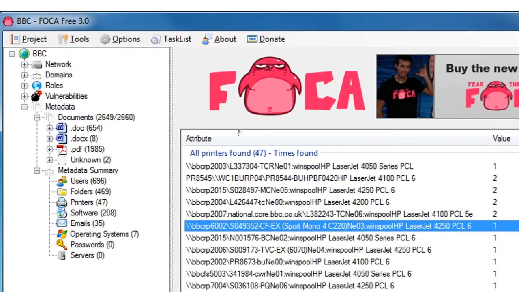So here's an example of FOCA in use. You can see that we went to some location, like here's an example of the BBC. We can see the network, the domains, the roles, vulnerabilities, metadata. We can see there are some 654 .doc documents, 8 docx, almost 2,000 PDFs, a few that aren't even known. A bunch of users were extracted out of these things. Folder information, printers, and software information were all extracted. You have to be patient with these tools and give them time to finish their job.